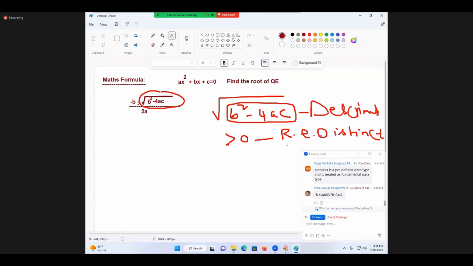So roots are real and distinct. Next, is equal to 0. Then roots are real and equal. If the discriminant is 0, roots are real and equal. Less than 0 means roots are imaginary.